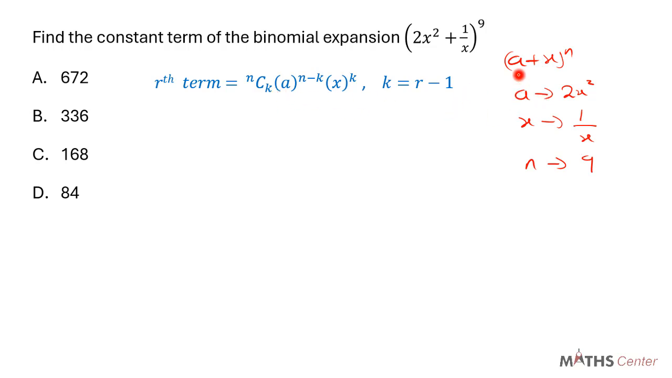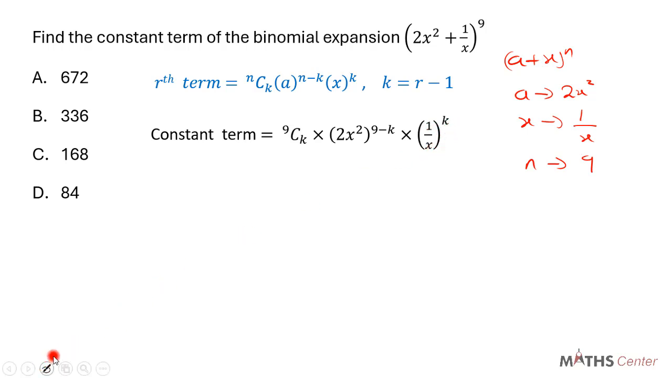As we can see here, the first term is 2x squared, the second term is 1 divided by x, and the exponent n is 9. So a will be 2x squared, x will be 1 divided by x, and n will be 9. Let's substitute that here. So the constant term will be, n is 9, so 9 combination k times a, which is 2x squared, so 2x squared exponent n minus k, and n is 9, so 9 minus k, times x, which is 1 divided by x, so 1 divided by x exponent k.